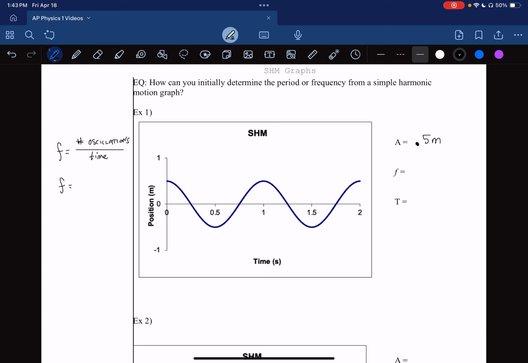So, two ways we can do this. We can count one oscillation and look at the time if there's a nice time there. So that's 1 over 1. Or you can look at the whole graph and count 2 oscillations over 2 seconds, which I think I'll do. And so that's 1 hertz.